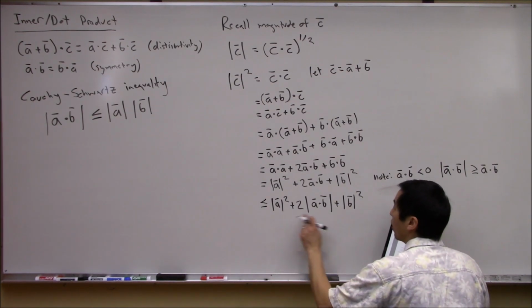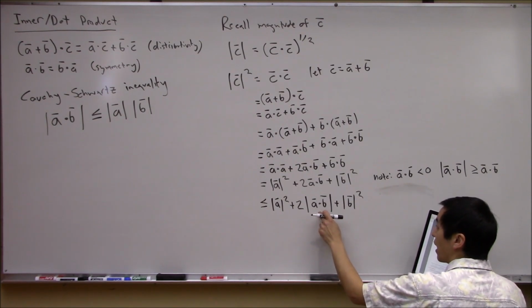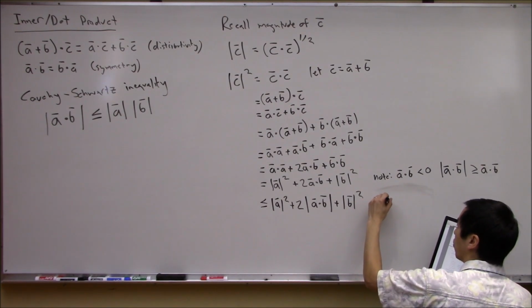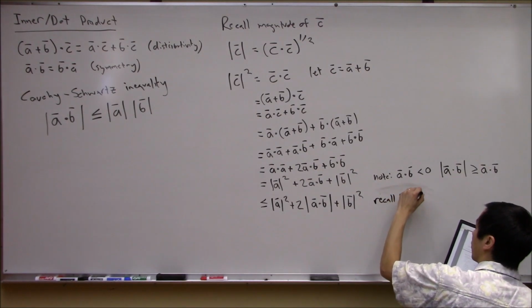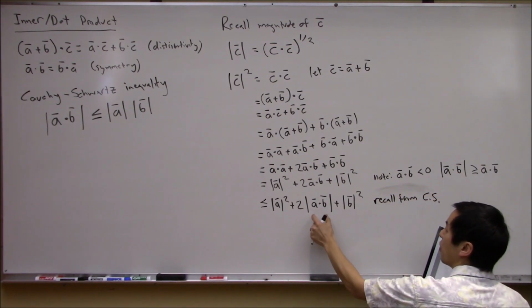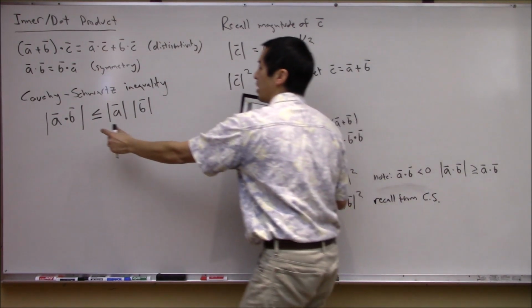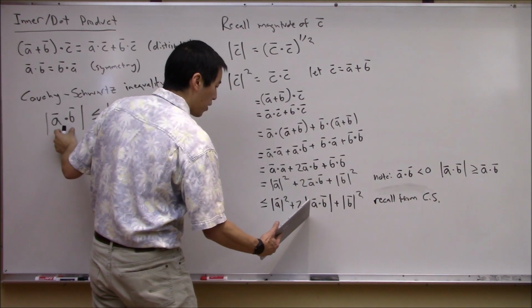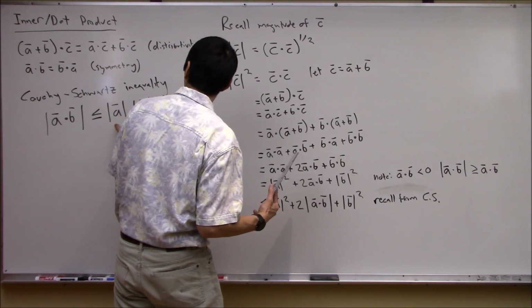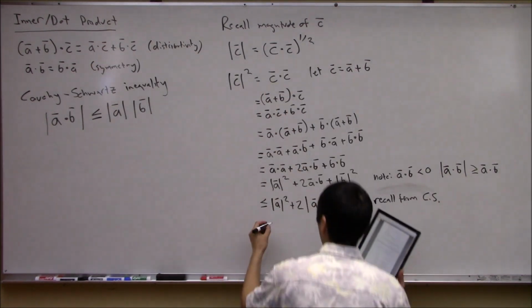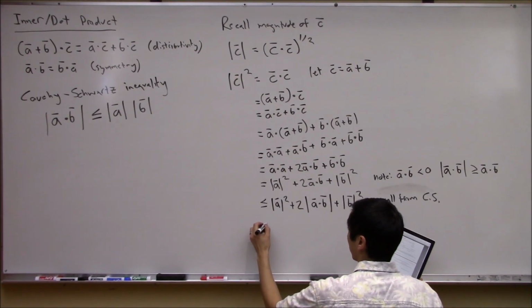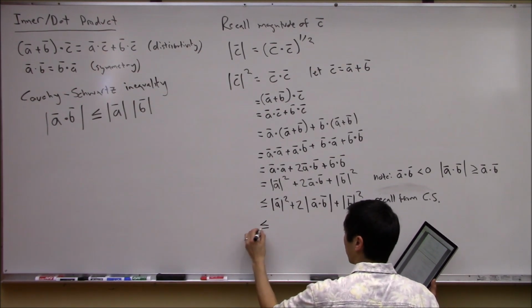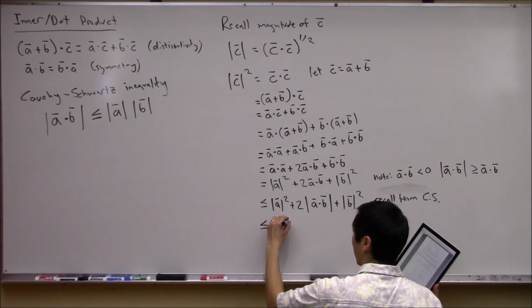Now if you look at this, recall from Cauchy-Schwarz, let's call it just CS, this term right here is exactly what we had in Cauchy-Schwarz. So again, I can overbound this term by the product of the two magnitudes. It's still going in the right direction; I'm still making the right-hand side larger.